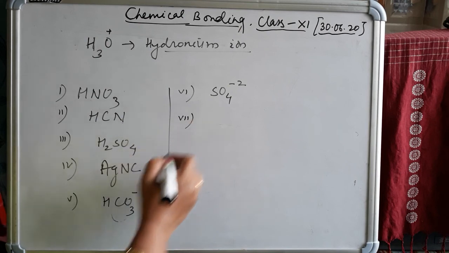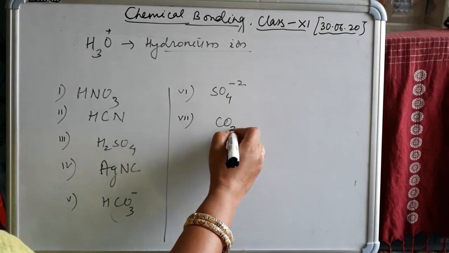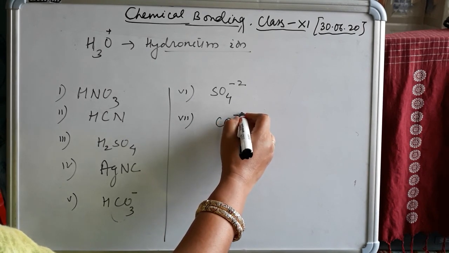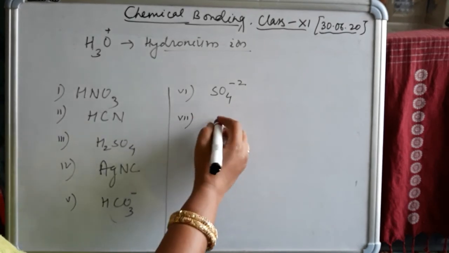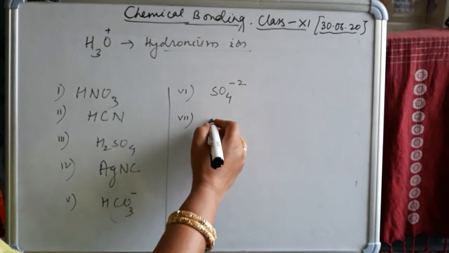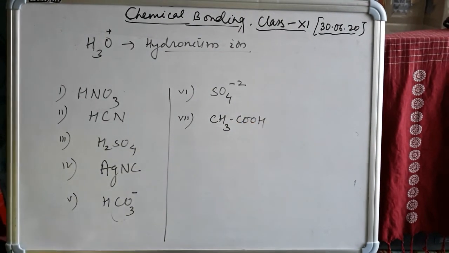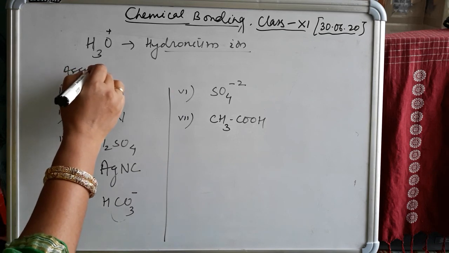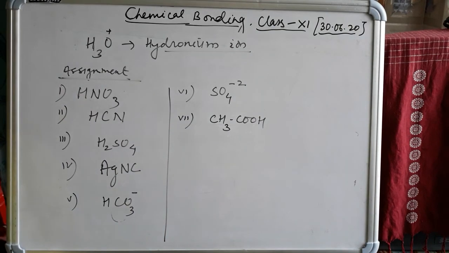Number 7, carbonate. And number 8, CH3COOH. So try to draw the electron dot structure of these molecules. This is your assignment.